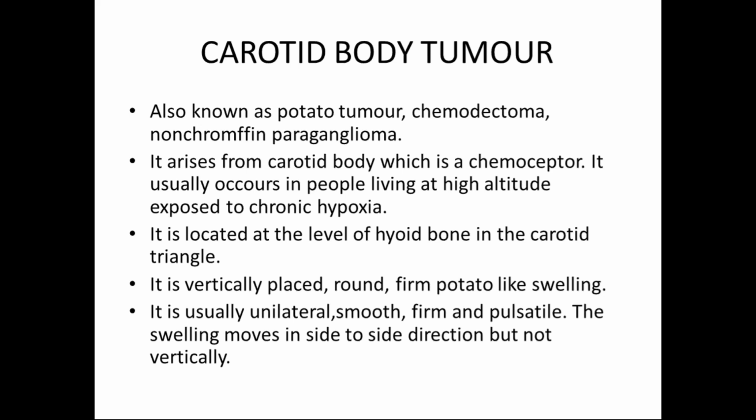Next comes the carotid body tumor, also known as potato tumor, chemodectoma, non-chromaffin paraganglioma. It arises from the carotid body, which is a chemoreceptor. It usually occurs in people living at high altitude exposed to chronic hypoxia. It is located at the level of hyoid bone in the carotid triangle. It is vertically placed, round, firm potato-like swelling. It is usually unilateral, smooth, firm and pulsatile. The swelling moves in side-to-side direction but not vertically.